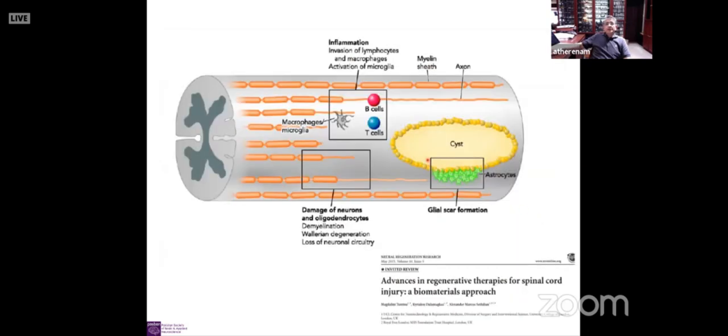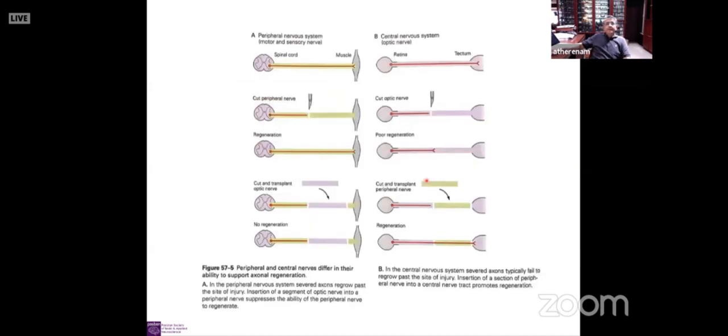And in spinal cord damage, these astroglial scars and the other immune cells and physical cyst formation and lack of myelination, inhibition of the growth of axons, all of this combination affects regeneration in the spinal cord, for example.